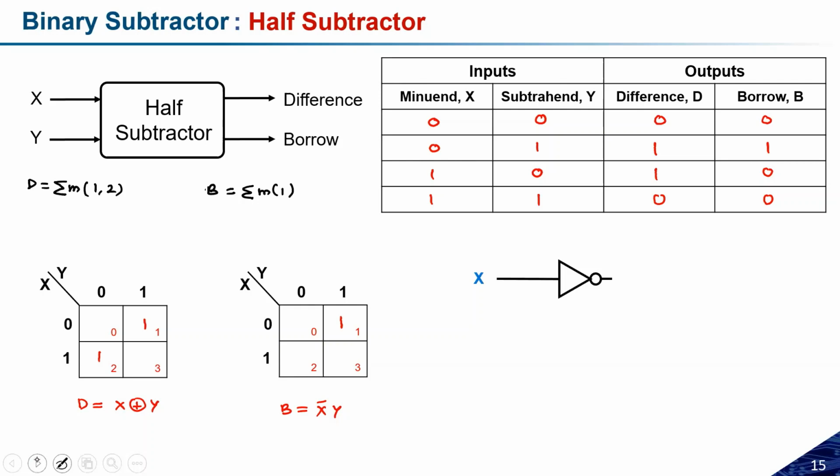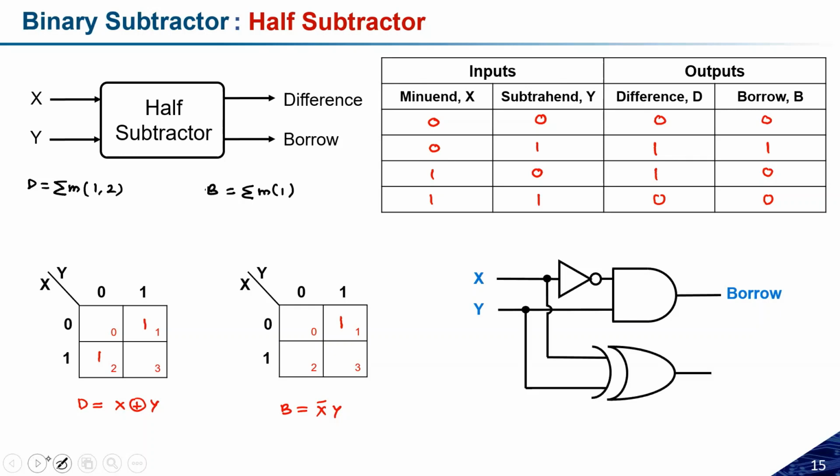Okay, so here, suppose I have an X, I need one inverter to get the X bar, and then X bar will be one of the inputs of the AND gate. The second input will be Y, and that will give you the borrow. We need one XOR gate connected with X and Y that will give you the difference, and this is how the circuit will look. So this is the circuit for the binary subtractor or half subtractor. If you have any doubt, you can ask questions, otherwise we can move ahead with the next kind of circuit.